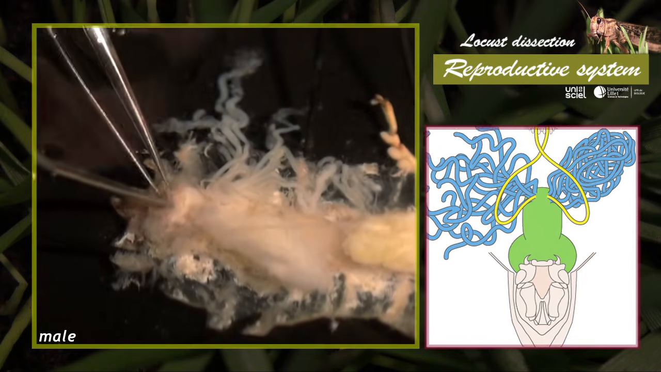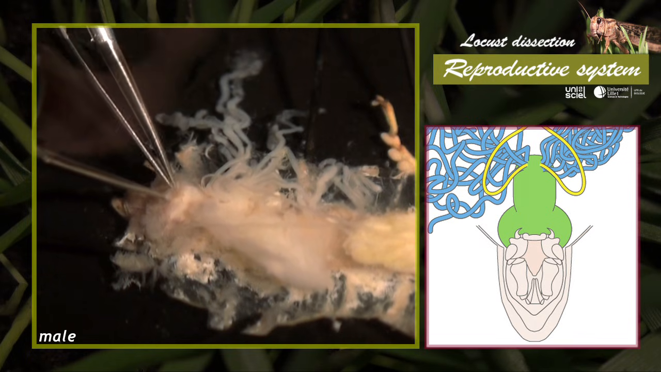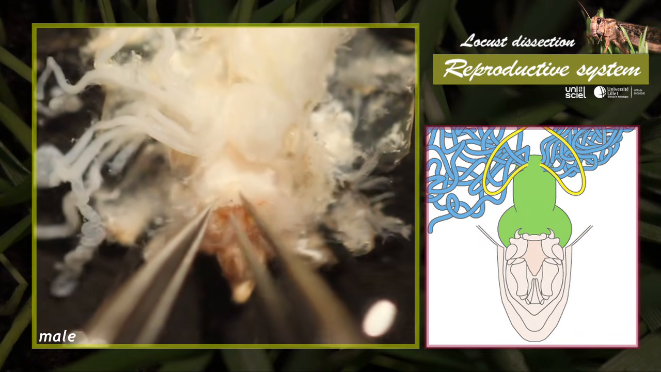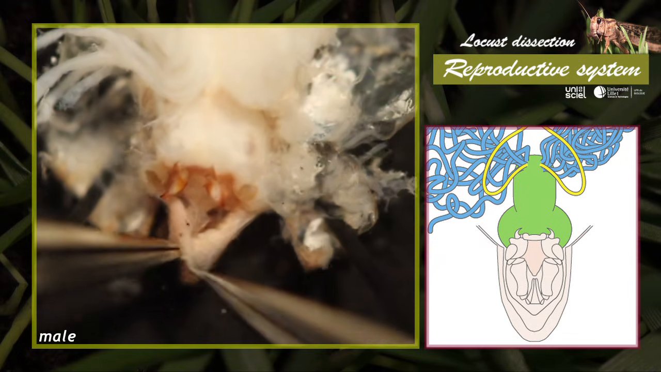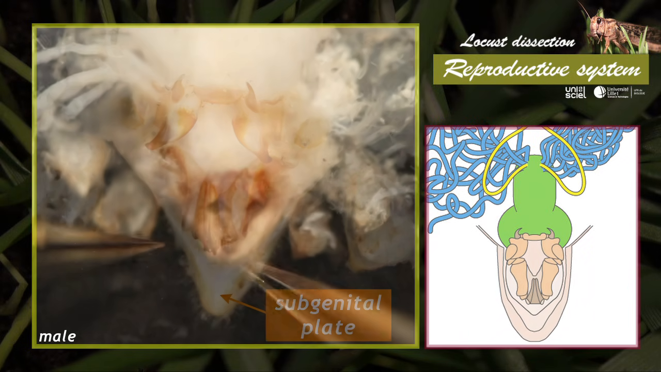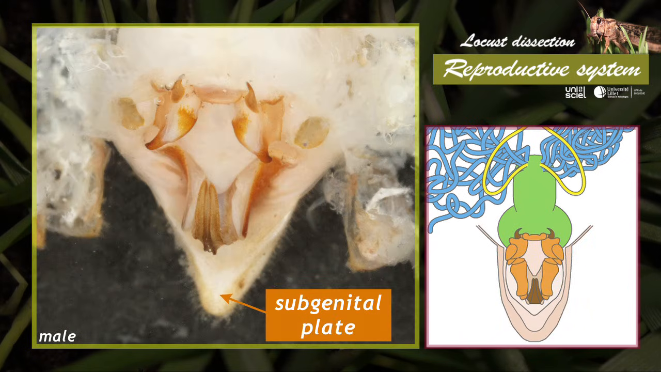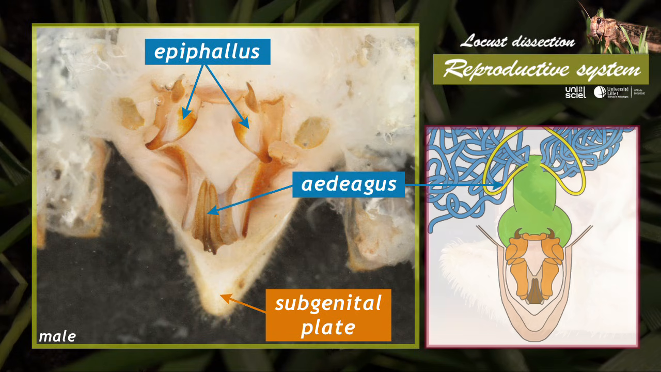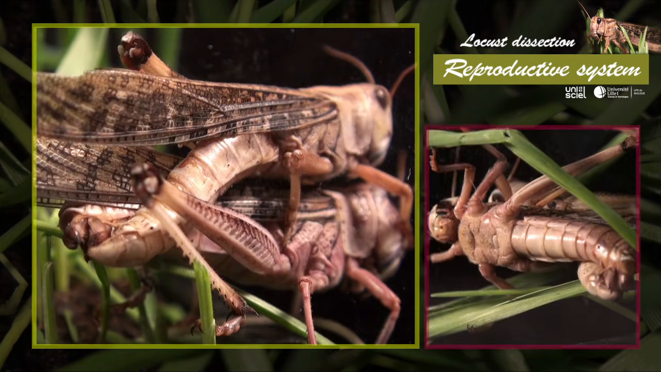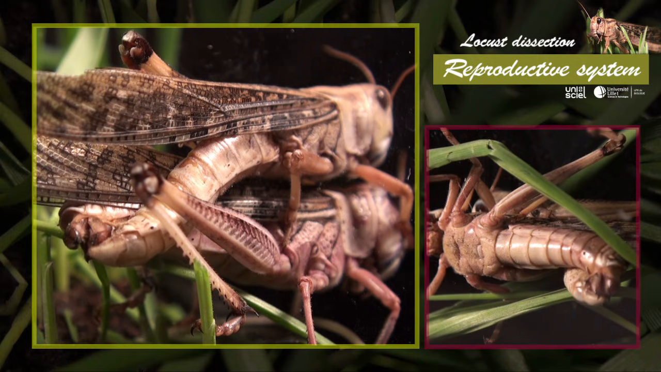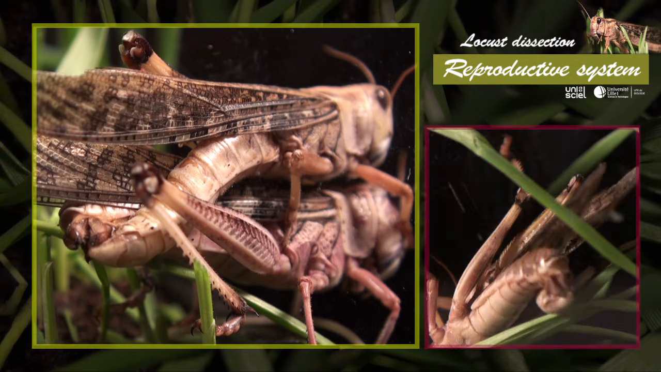To observe them, remove the conjunctiva membrane at the base of the ejaculatory sac and fold down the subgenital plate. This procedure makes it possible to observe the external genitalia, the epiphallus, equipped with hooks, and the aedeagus, the intromission organ. The external genitalia maintain the abdominal edge of the male firmly hooked to that of the female during mating.